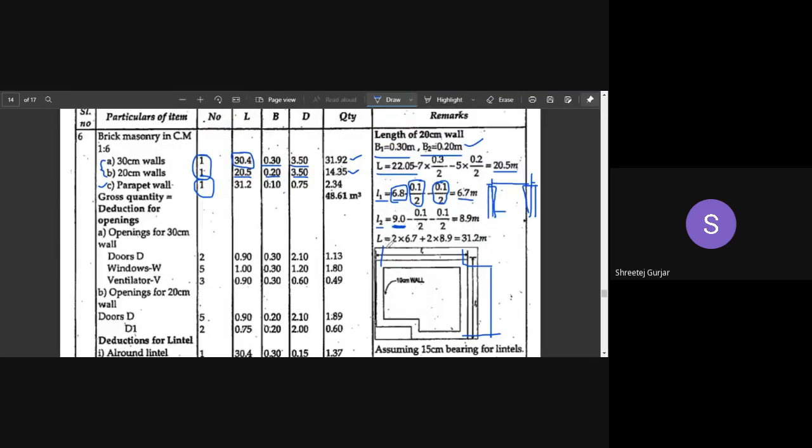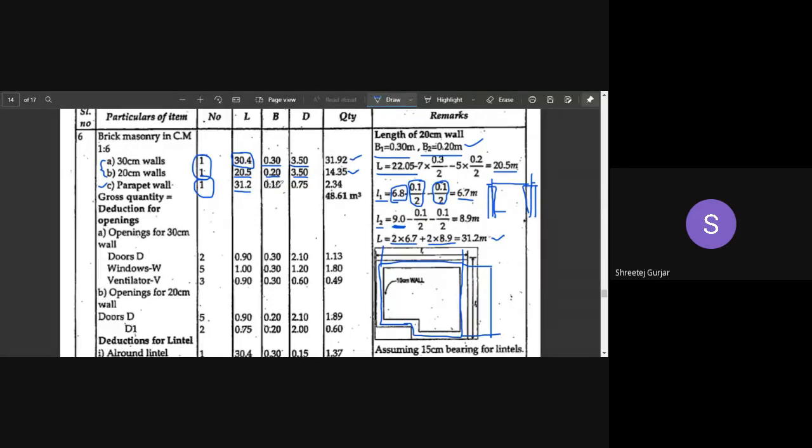So total center line length of my parapet wall, I am drawing here. So this is my total center line length of my parapet wall, which will be equal to 2 into L1 plus 2 into L2. Similarly, what we have done for our 30 centimeter wall, same method we are using. So it is 2 into L1 plus 2 into L2, that is equal to 31.2 meters. So that is what I have substituted here, 31.2.